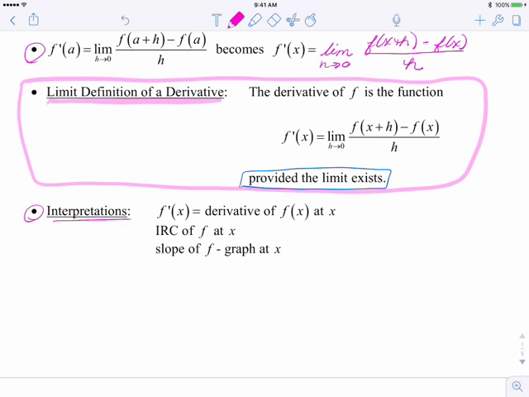f prime of x is the derivative of f of x at any x, as long as the derivative is defined. f prime of x is the instantaneous rate of change of f at any x, and f prime of x is the slope of the graph of f at any value of x. Now remember, these are all contingent on f prime existing at the value of x in question.